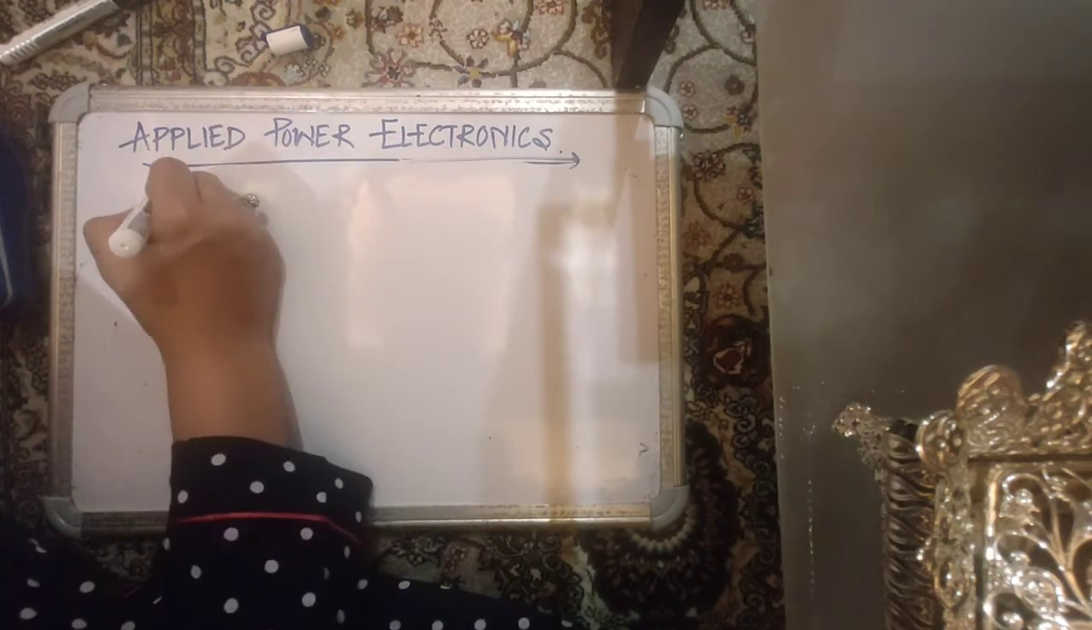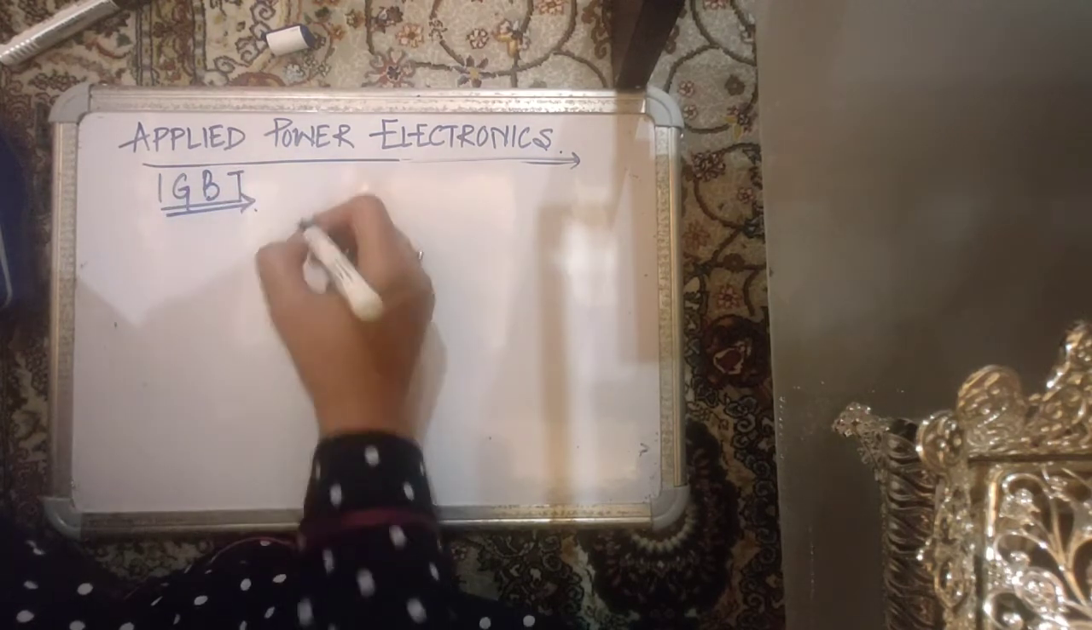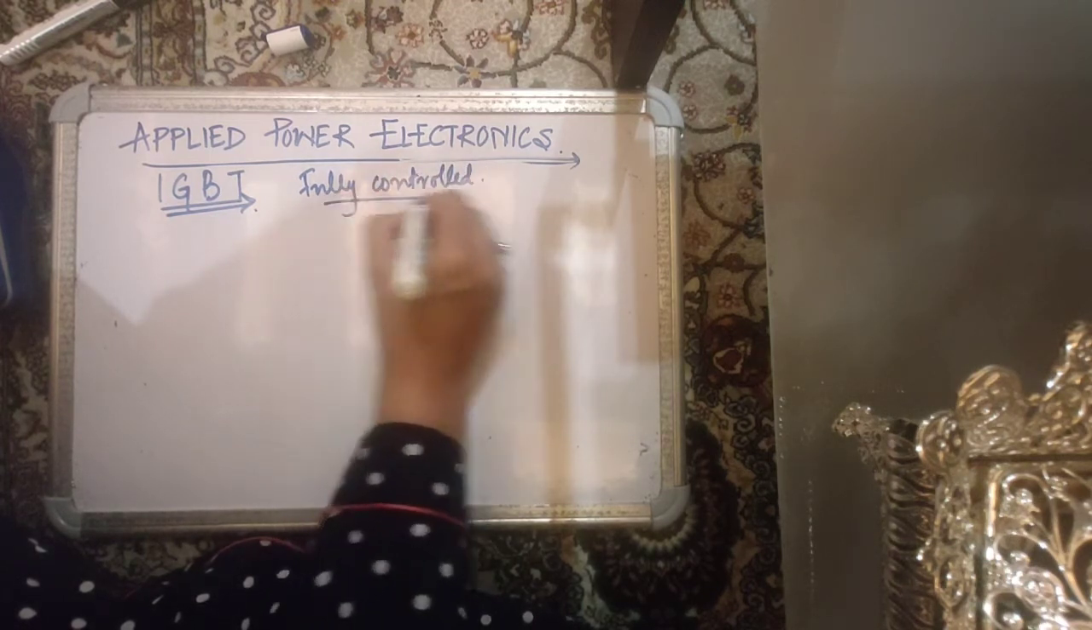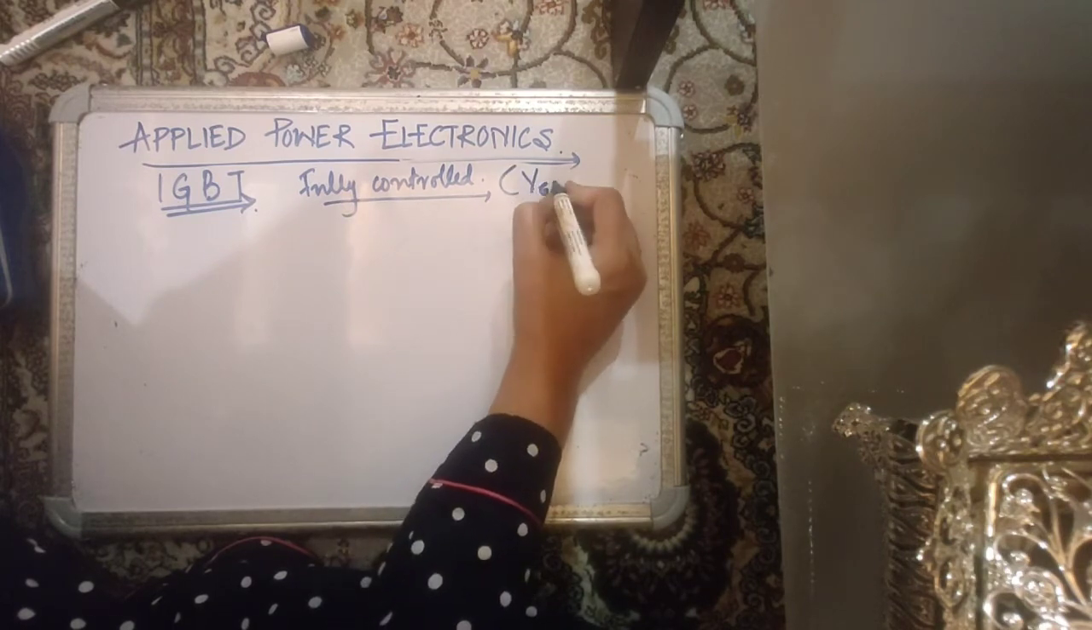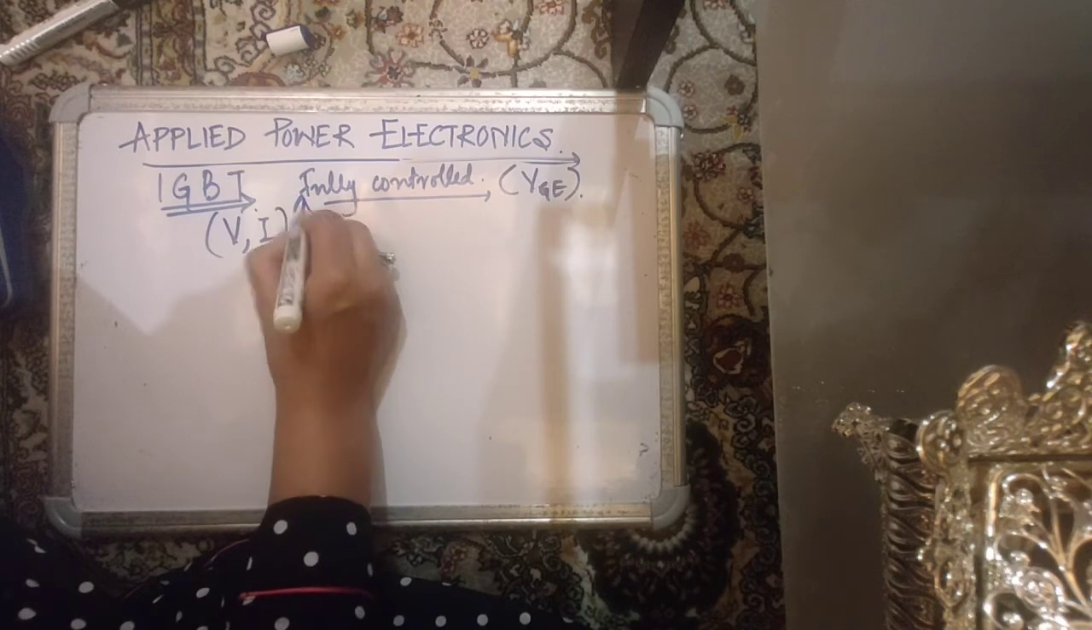Moving on to the insulated gate bipolar transistor, IGBT. Again, it is a fully controlled device. We already know that. It is again controlled through voltage, where we control the gate emitter voltage of the IGBT to turn it on and turn it off. It is quite similar to the MOSFET in terms of its controllability, but it comes in much higher voltage and current ratings as compared to the MOSFET.